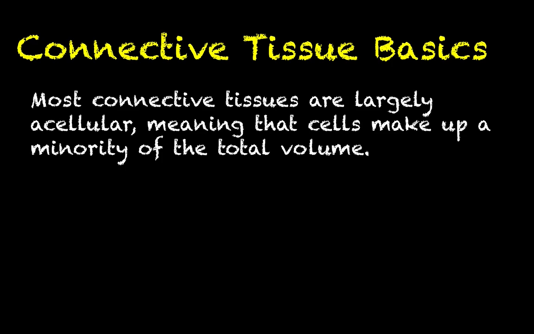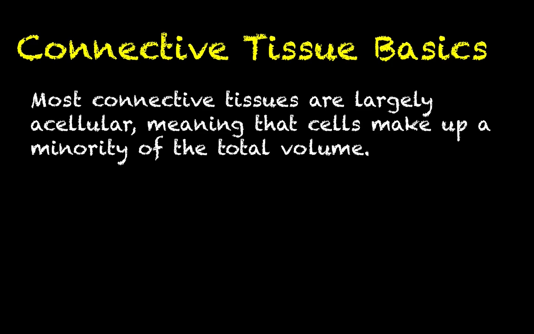Connective tissue shows a sharp contrast to some of the other tissues that we've talked about, because one of the most distinct features of most connective tissues is that they're largely acellular. What I mean by that is that cells really don't make up the majority of the total volume of the tissue. Now, that's a little bit of a misnomer. When I say acellular, I don't mean there's no cells there. I just mean there's not very many cells there for most connective tissues.